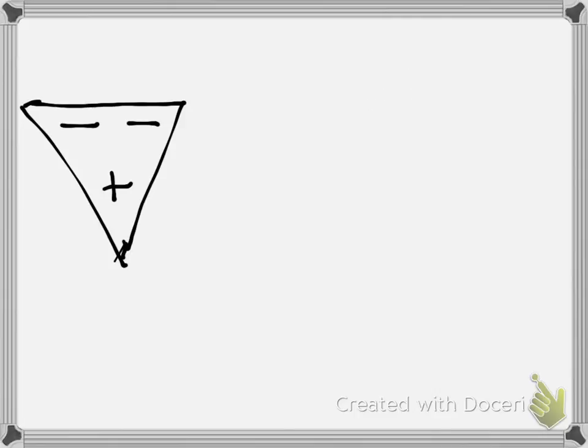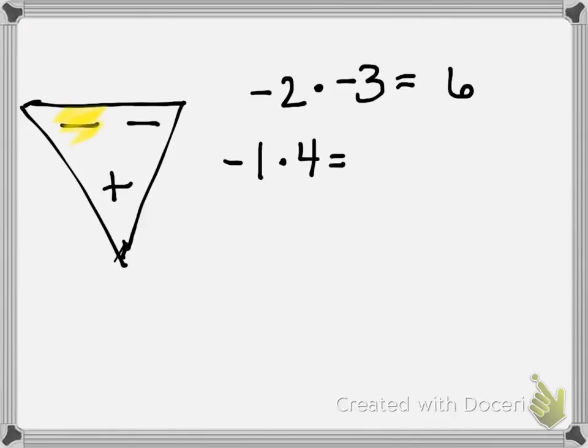So let's say we have a negative 2 times a negative 3. Look over at your pizza guy. You've used a negative and a negative. What's left? Positive. So the final answer is positive 6. Let's say we have a negative 1 times a positive 4. Look to your little pizza guy. You've used a negative and a positive. The only sign that's left is negative. So your product will be negative 4.